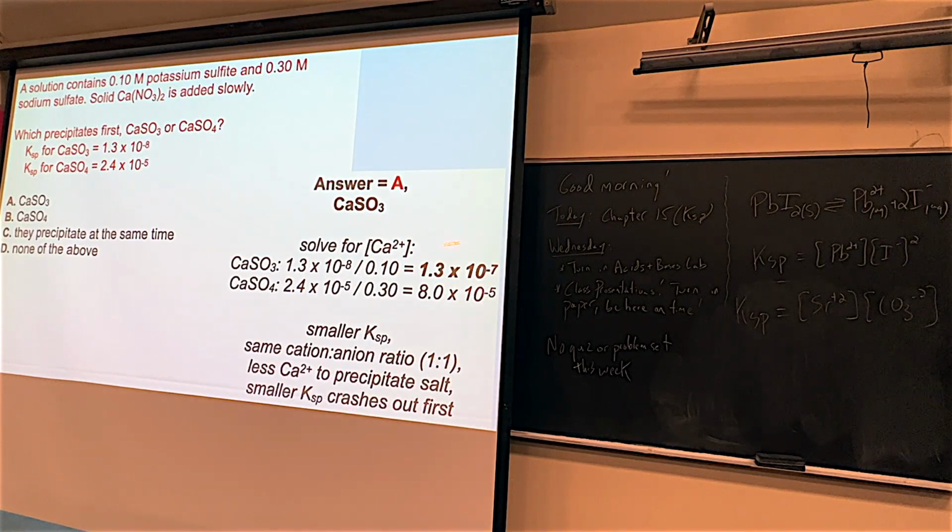And lo and behold, that's what we see, all right? Now, here's the actual math, which I totally encourage you to do, of course, because this is that kind of class.